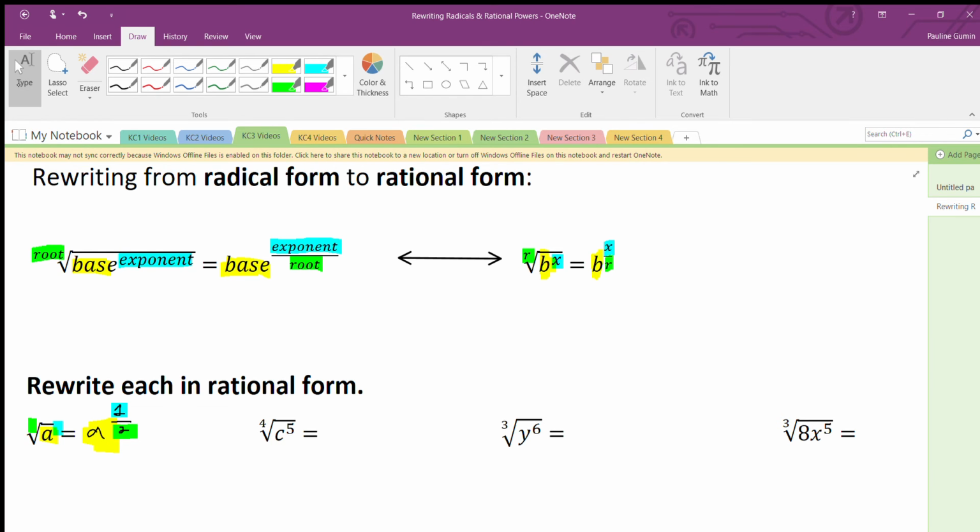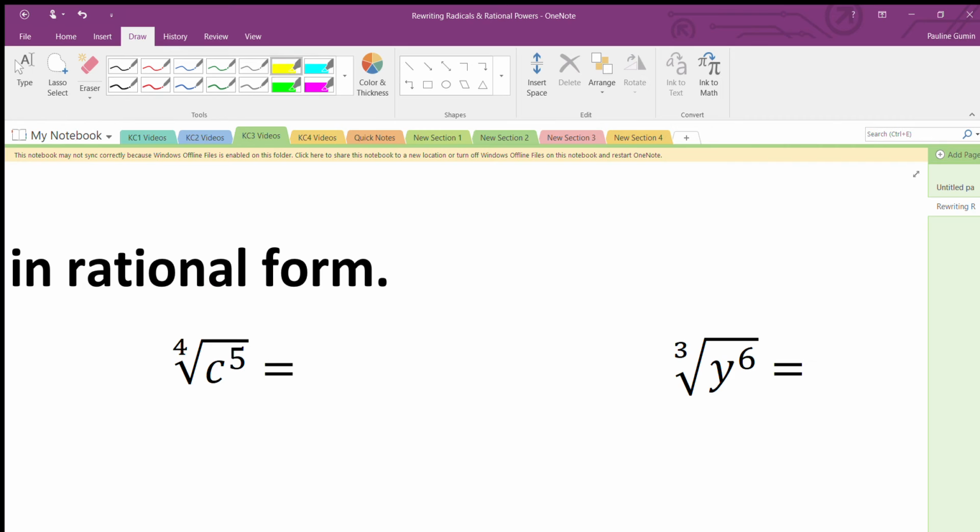Let's try that again with not invisible numbers. So let me just read this out loud. The 4th root of c to the 5th. All right, so first we have the base of c. Then we have the exponent of 5. That's going to become the top of our fraction. And then I'm going to look at the root, which is 4, and that becomes the bottom of my fraction. So this becomes c to the power of 5/4.